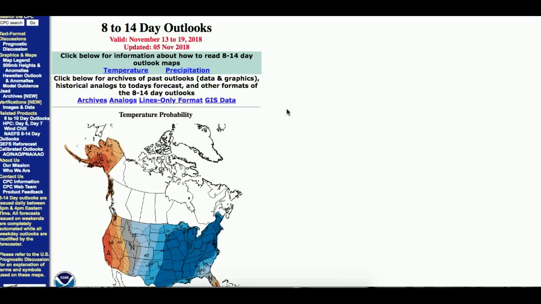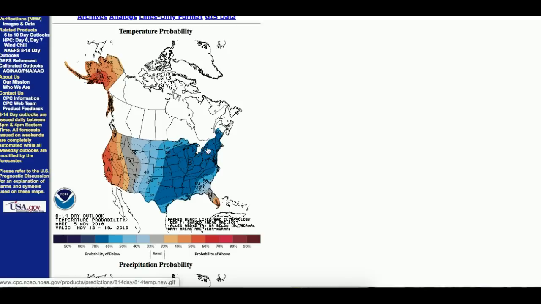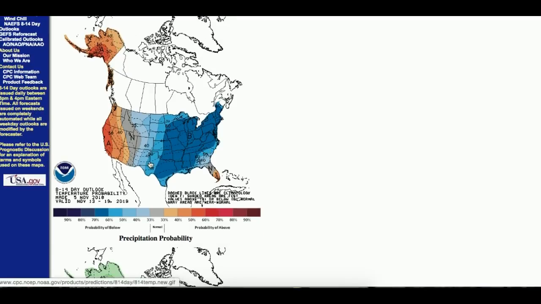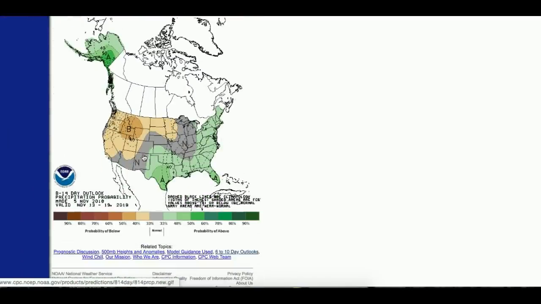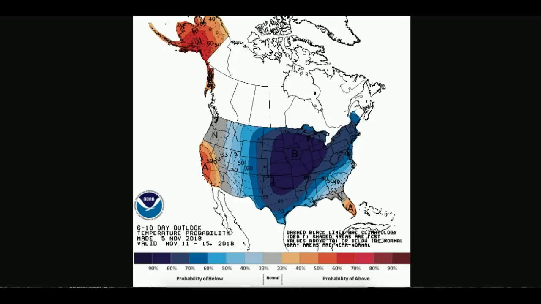We go to the 8 to 14 day outlook, 13th through 19th. You could see the probabilities are a little bit less. That's obvious because it's going to be farther out. But I also think it is going to be a little bit less cold than it would be with the 6 to 10 day outlook. And the precipitation, you can see some in between, no real extremes.